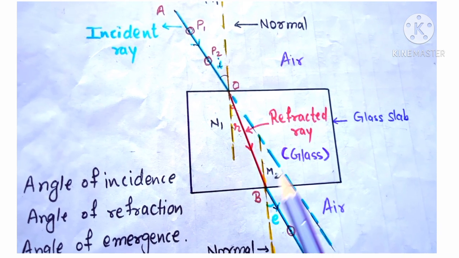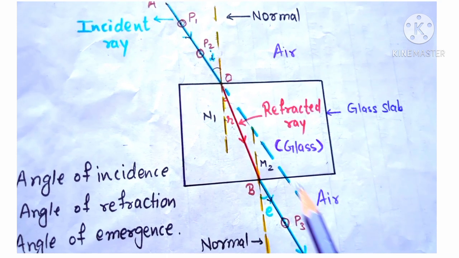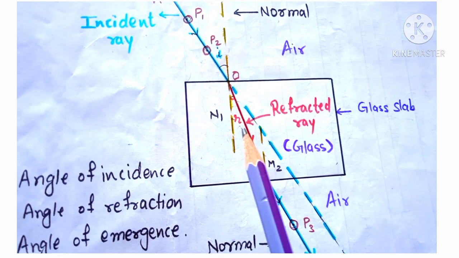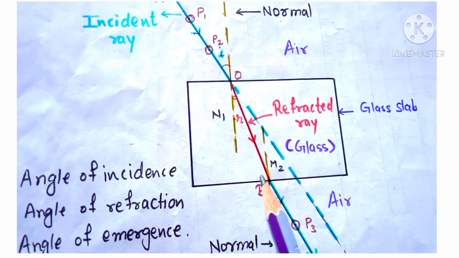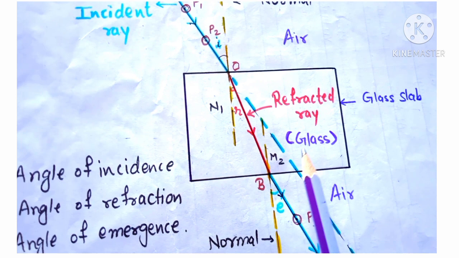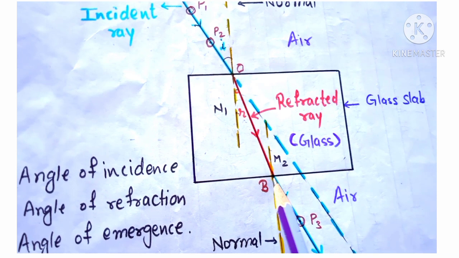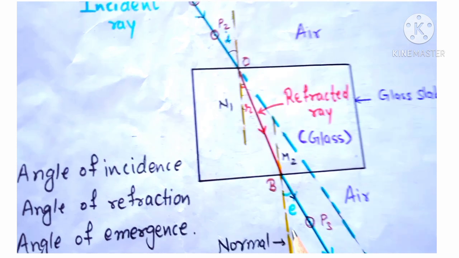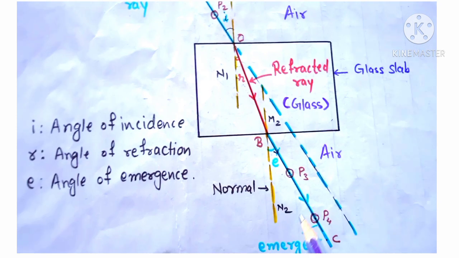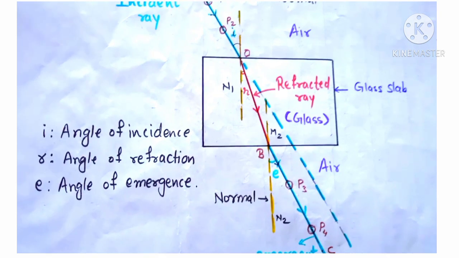Then again the medium is changing from glass to air. Now this red color refracted ray, now again there is a change in medium. So when traveling from glass to air, it is going to again change its path or direction. It is moving away from the normal. So finally this ray is emerged out of the glass slab.